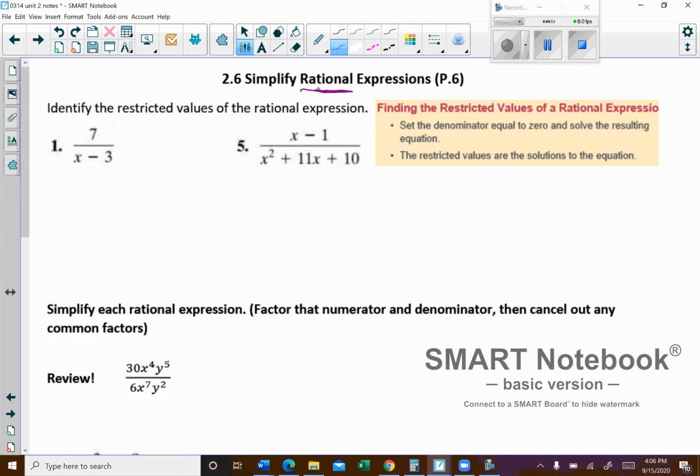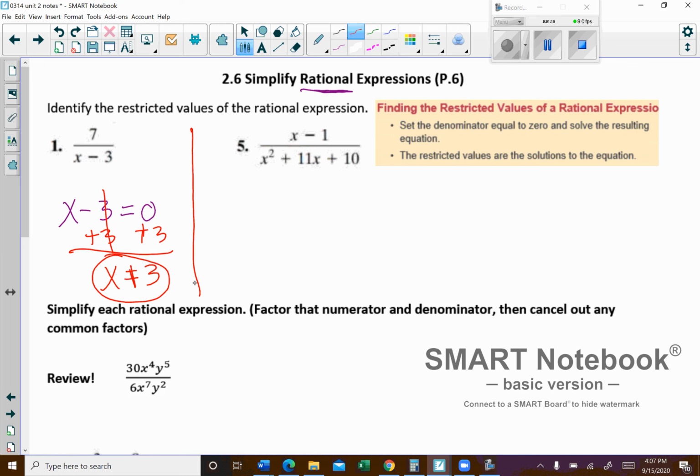So what we're going to do is take the denominator, what's right here, since we can't divide by 0, and set it equal to 0 and solve it. That will give you your restricted value. In this example, 3 is your restricted value, so we'd say x cannot equal 3. That's our restricted value: x cannot equal 3.